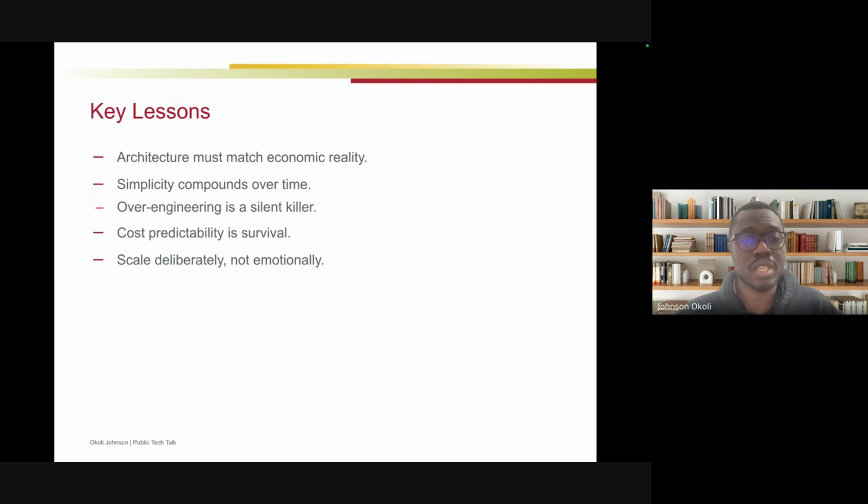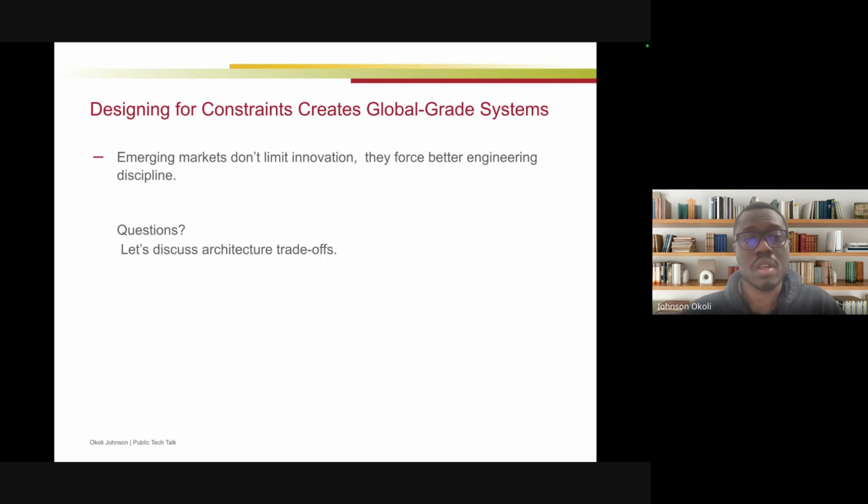Cost predictability is survival. Based on the metrics we've talked about so far, the retention and the rest, you want to ensure that they are within that margin of survival, which is usually between £5 and £50 subscription per month based on the SME packages. Then you scale deliberately, not emotionally. When you're scaling, you have to use statistics and your customers' experience, and check before you make the final decision on whether to scale horizontally or vertically.